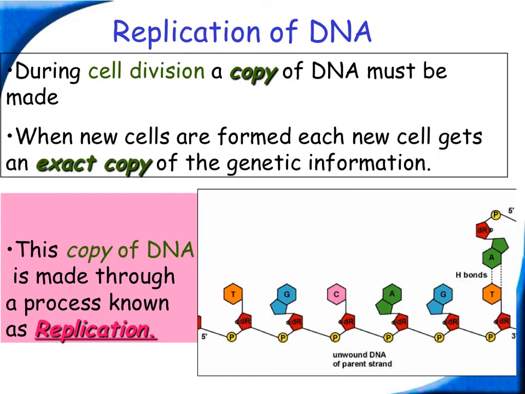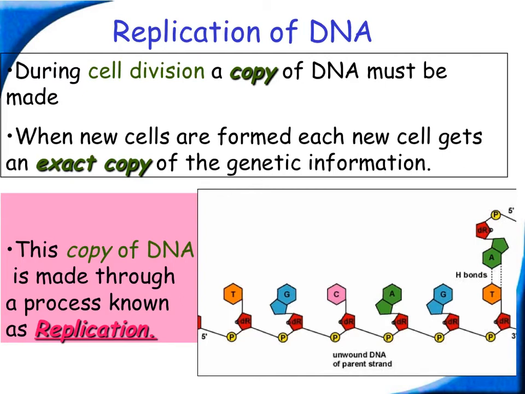So when a cell is preparing to divide, it has to make an exact copy of its DNA. And it's important that this exact copy gets made, or the offspring are going to be genetically different from their parents, and we certainly don't want that.